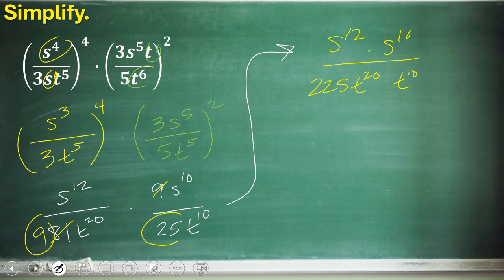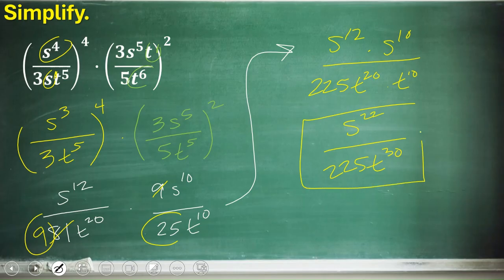All right, and now I'm just going to go ahead and simplify this again. I'm going to add my exponents because I have s to the 12th times s to the 10th. Notice I'm not raising each s to another power. I'm just multiplying the bases together, which means we add. So s to the power of 22 divided by 225 times t to the power of 20 plus 10, which is 30. And this is your simplified exponential expression.